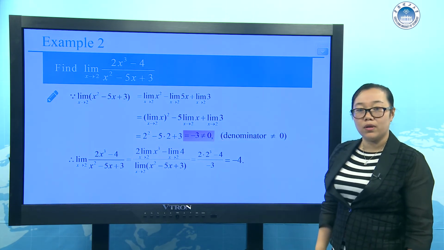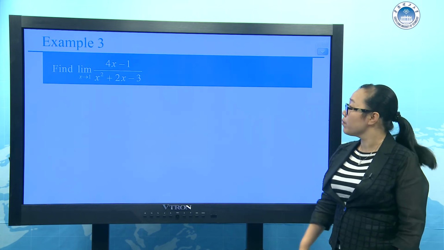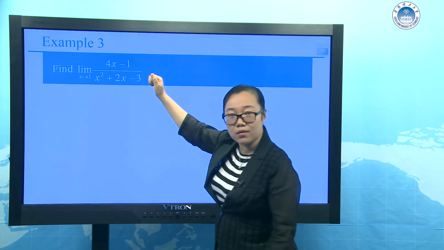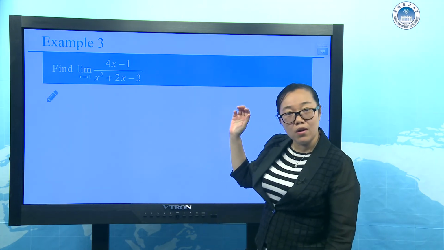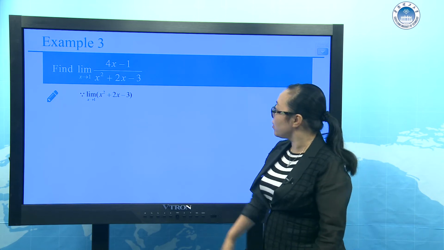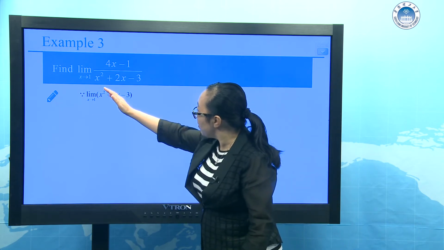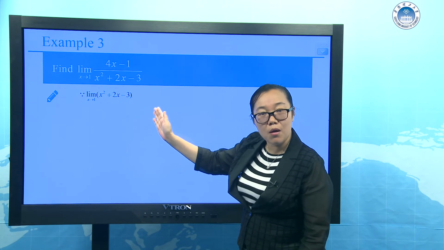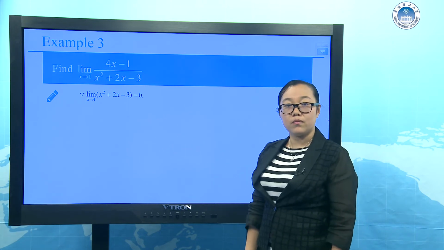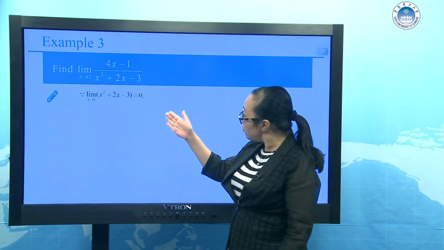So now we look at example 3. Try to find the limit of f over g. In a similar way, we will check whether the limit of g equals 0 or not. The limit as x tends to 1 of x squared plus 2x minus 3 equals 0. Why? Because x tends to 1.